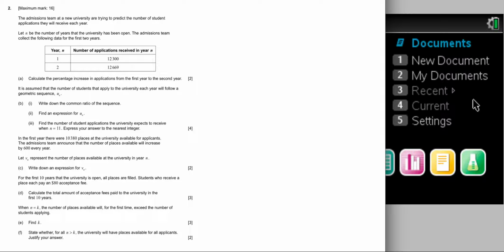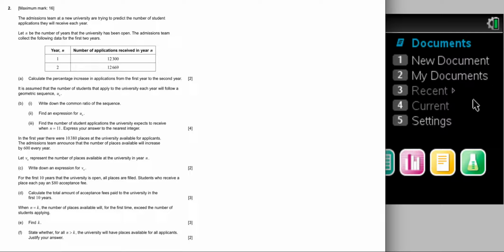Okay, so this question is using sequences, and we're told that it's n number of years that a university has been open, and then they've collected the information on the amount of applications they've received per year. So we have the first two terms essentially of the sequence, and we're calculating the percentage increase in those applications.